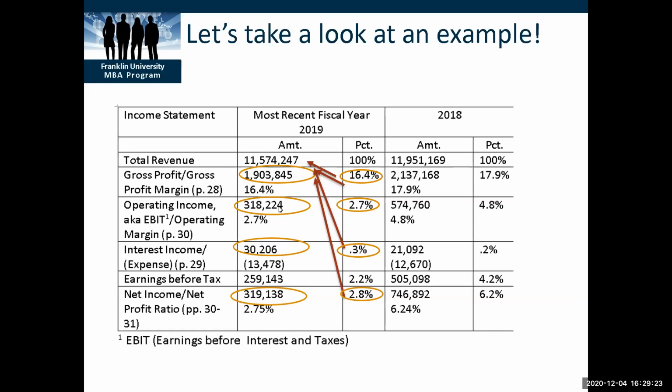Same as operating income. This is the operating income, and this is the calculated percentage from this number to the total revenue. Same as interest income, 0.3% out of total revenue. And the net income is 2.8% out of the total revenue. So that's what this worksheet is about.